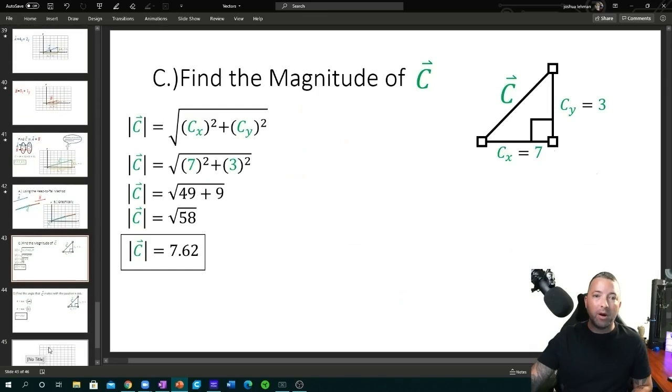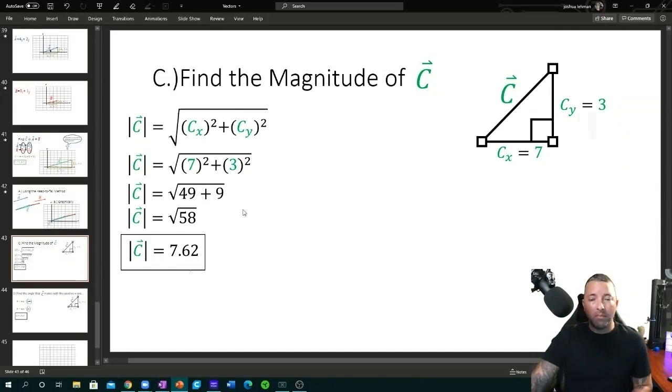Now, part C, we are asked to find the magnitude of vector C. And we can do that by using the Pythagorean theorem. So if you need to, go ahead and draw your triangle. We know that the x component is 7 and the y component is 3. And just using the Pythagorean theorem, we work it out with a little bit of math that the magnitude of vector C is equal to 7.62.